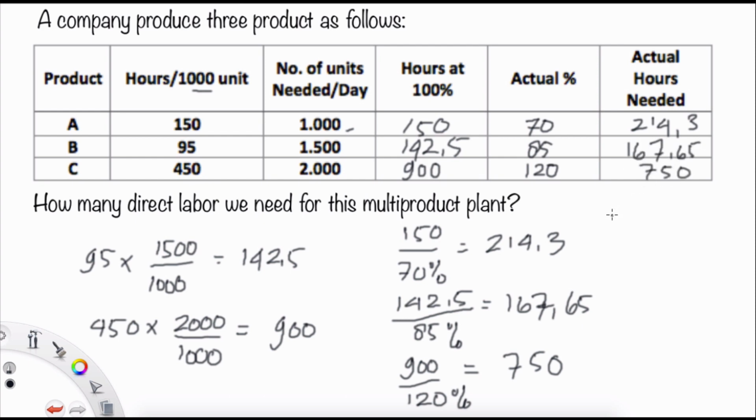Okay. Now we have calculated all of the actual hours needed from product A to product C. They are 214.3, 167 for product B, and 750 for product C. How to calculate this is by using this, and we have to sum all of these and we will get this.